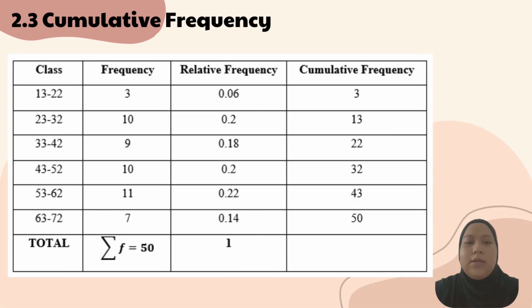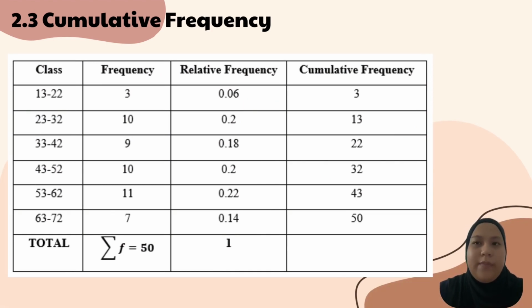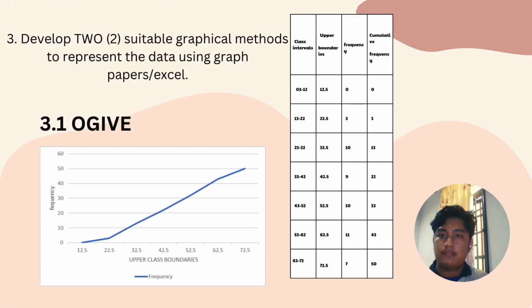Number 3 is the cumulative frequency. The formula for the cumulative frequency is the previous cumulative frequency plus the frequency of the next class. For example, the cumulative frequency is 3 plus the frequency of 10, which equals 13. 13 plus 9 equals 22. And the next cumulative frequencies are 32, 43, and 50.